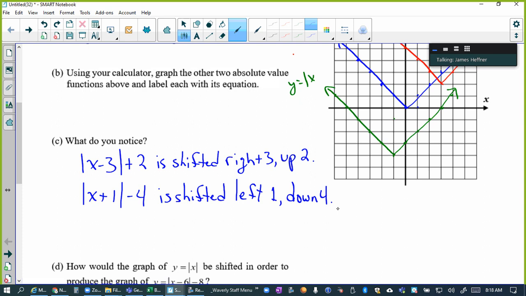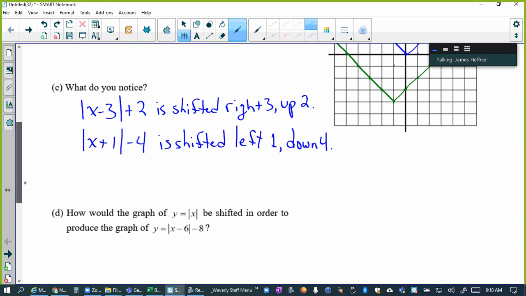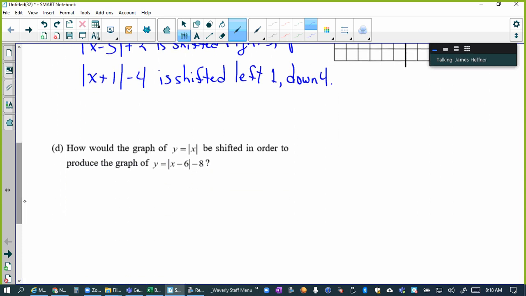All right? So let's answer this question down here. How will the graph of absolute value of x be shifted to produce the graph of y equals absolute value of x minus 6, then minus 8 on the end? So what do we think? What would the minus 6 do since it's inside the absolute value? Minus 6 will shift it right 6, and then the minus 8 tacked on the outside will shift it down 8.